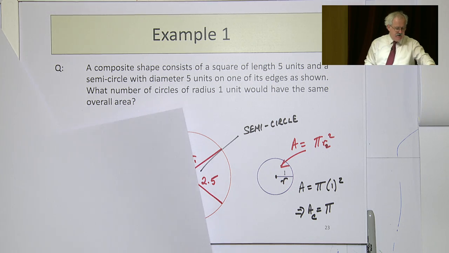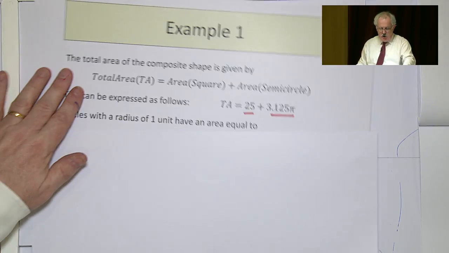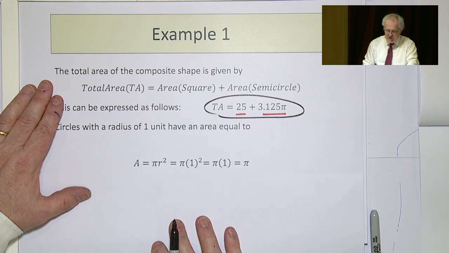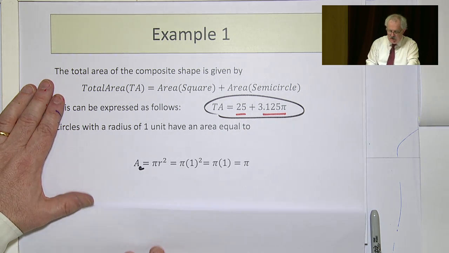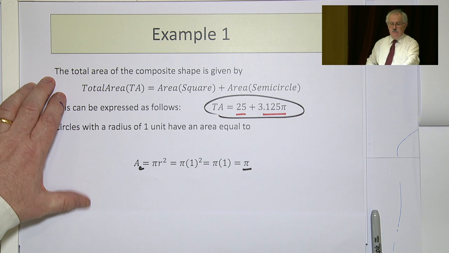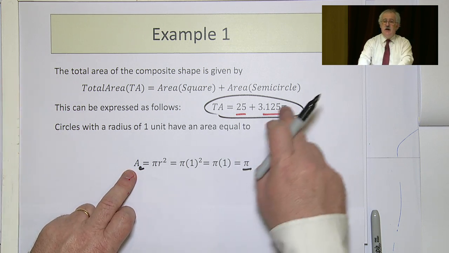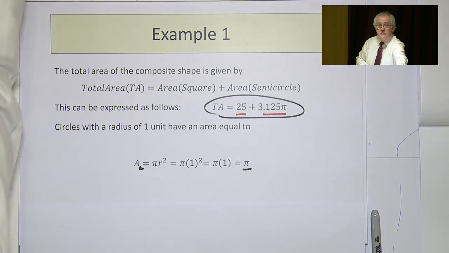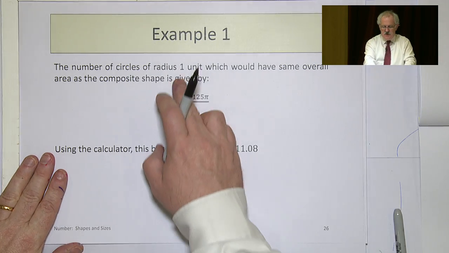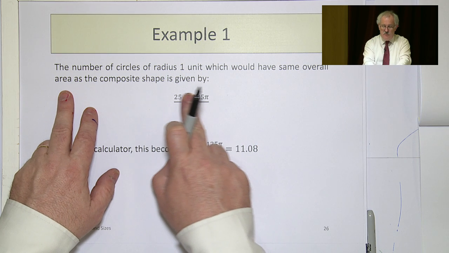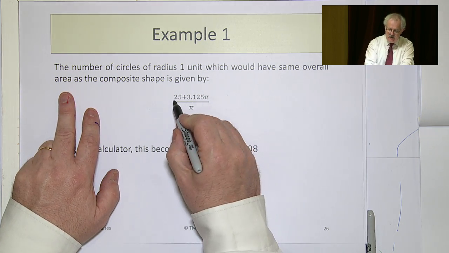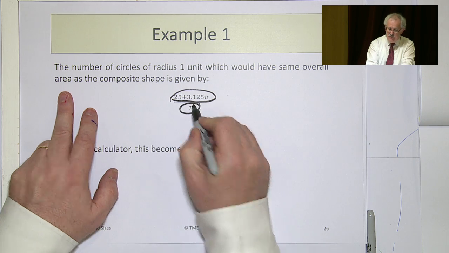So what we have now is, we've got the overall area TA of that shape turned out to be this, but the area of the circle, AC maybe, was just pi. How many of those go into that? How do we do that? Just divide. So we say the number of circles of radius 1, which would have the same overall area, is 1 divided by the other. So we just take the top line, divide by the bottom line.